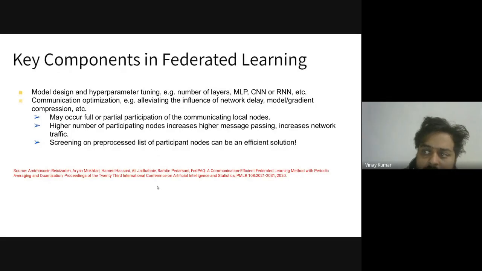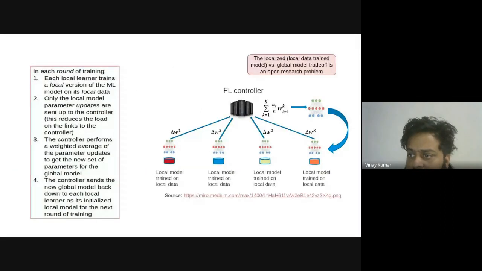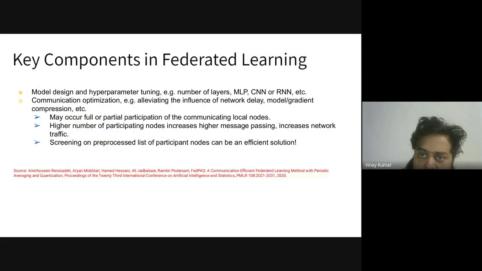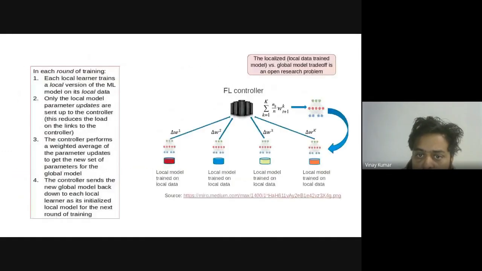The second thing, which is a key concern here, is communication, because you can see that there are a lot of message passes between the local parties and the FL controller. Communication should be optimized, because otherwise it will cause some delay. So how can we optimize it? We can consider that, suppose you have a large number of local parties, a lot of parties are there.